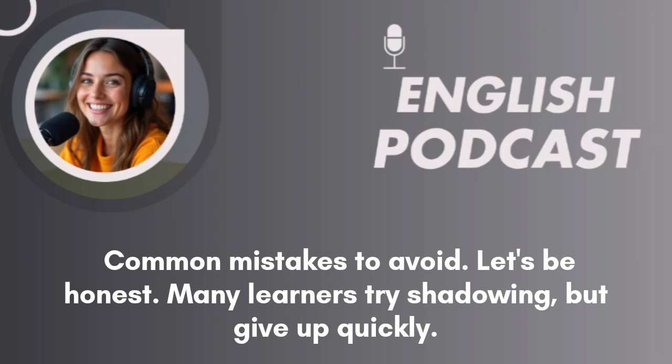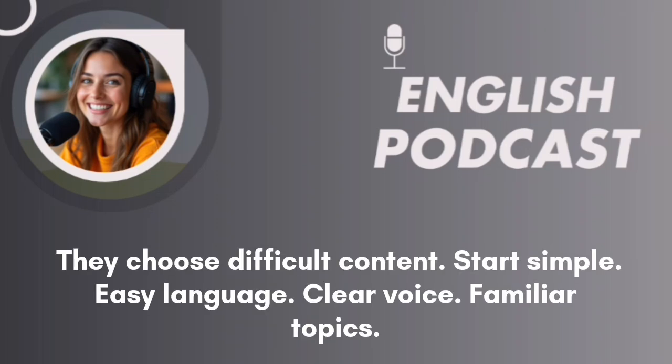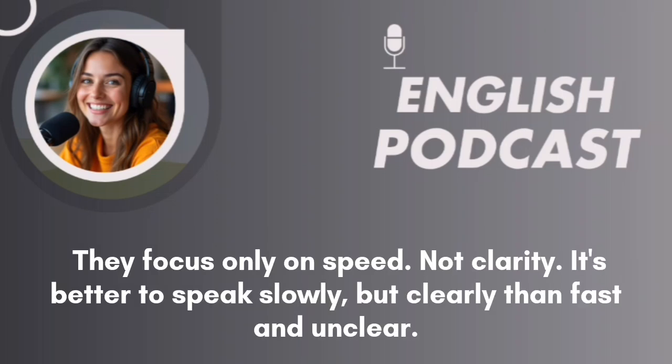Common mistakes to avoid. Let's be honest. Many learners try shadowing, but give up quickly. Here's why. They try to be perfect on day 1. Don't aim for perfection. Aim for progress. They choose difficult content. Start simple. Easy language, clear voice, familiar topics. They focus only on speed, not clarity. It's better to speak slowly but clearly than fast and unclear.